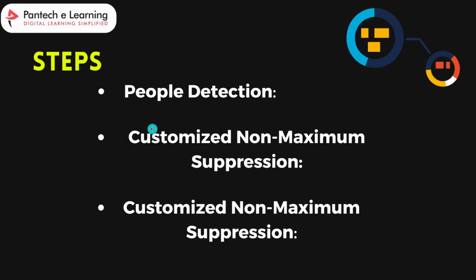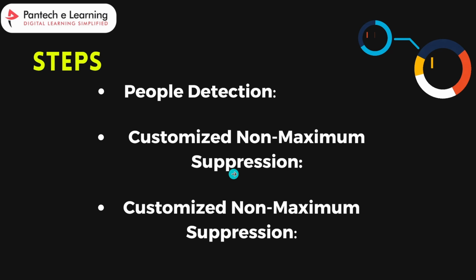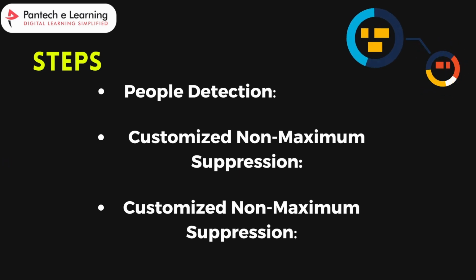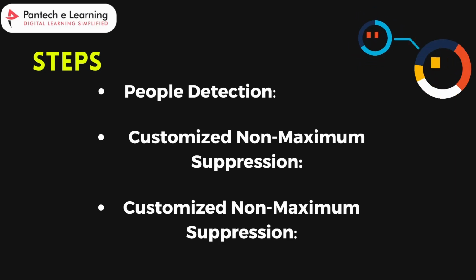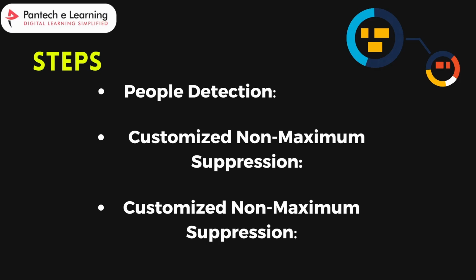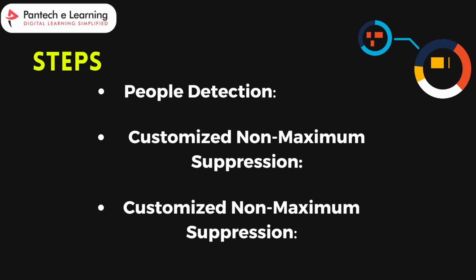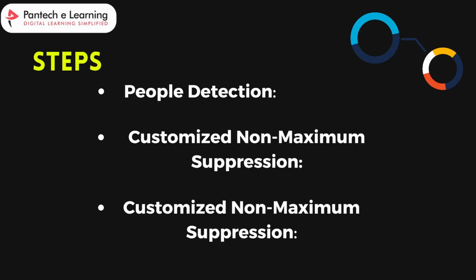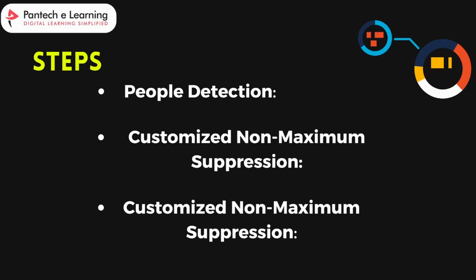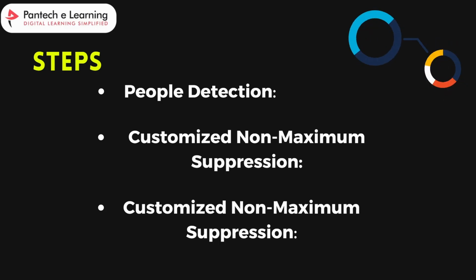The second step is the customized non-maximum suppression. What is this? Once people are detected in the video frames, it is common to have overlapping detections or multiple detections for the same person. To address this, a technique called non-maximum suppression is applied. In this case, customized non-maximum suppression may be necessary to adapt to the challenges posed by a moving camera.